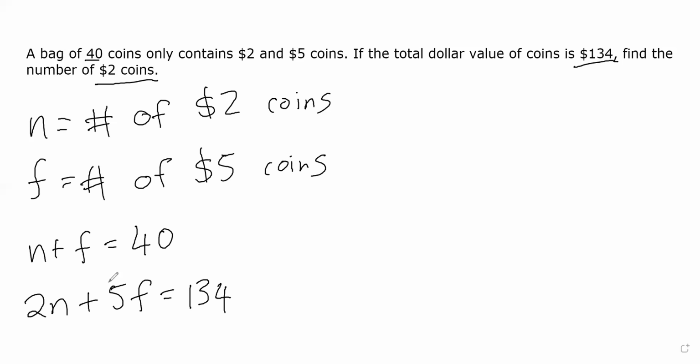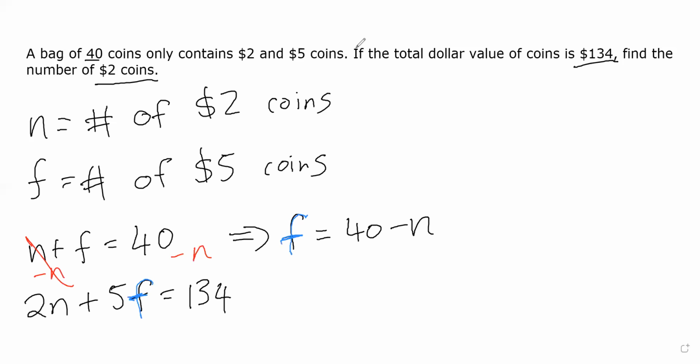Okay. So now we need to know what n is. If we want to know what n is, we should probably isolate f, because we don't want this f. We want f in terms of n. So what we can do right here is subtract n on both sides. And then we get that f is equal to 40 take away n. So here we have f, and then here we have f.